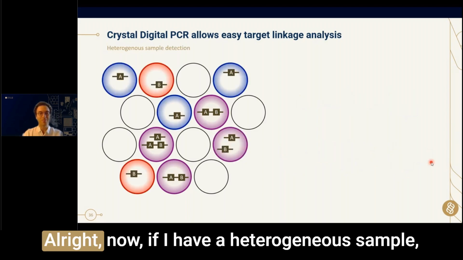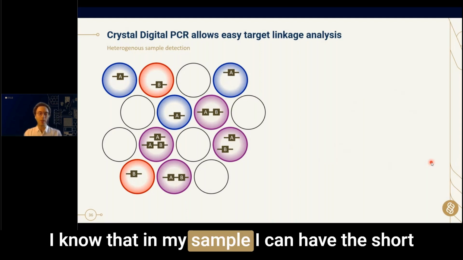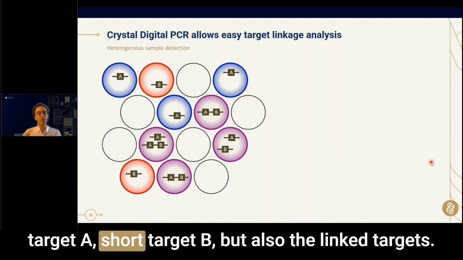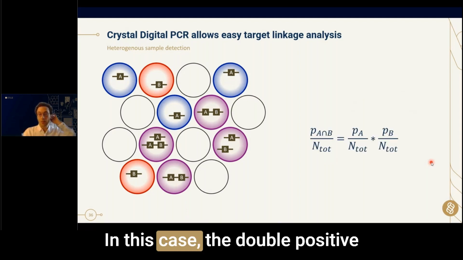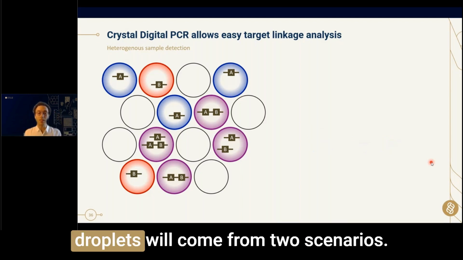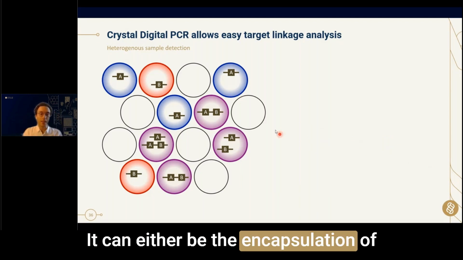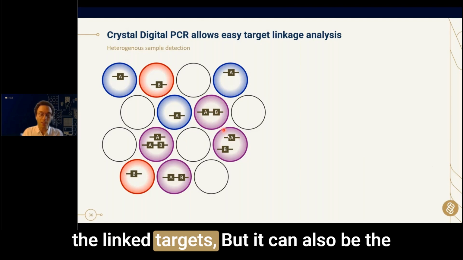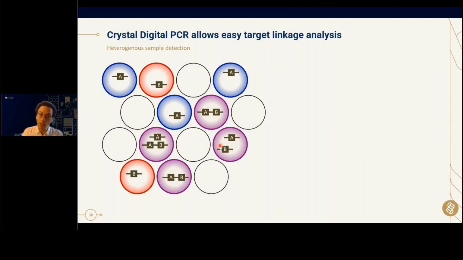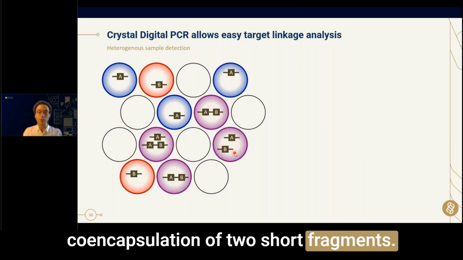All right. Now, if I have a heterogeneous sample, I know that in my sample I can have the short target A, short target B, but also the linked targets. In this case, the double positive droplets will come from two scenarios. It can either be the encapsulation of the linked targets, but it can also be the co-encapsulation of the two short fragments.